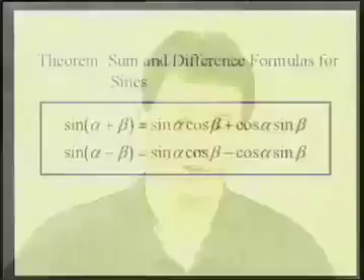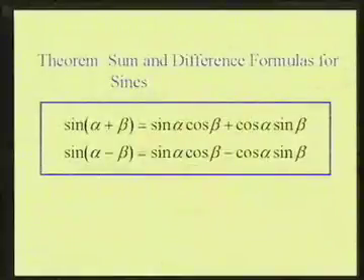We're now going to introduce you to the sum and difference formulas for sines. We use these formulas also to find the exact values of the sine function for certain angles. So we have that the sine of alpha plus beta is the sine of alpha times the cosine of beta plus the cosine of alpha times the sine of beta. We have the sine of alpha minus beta is the sine of alpha times the cosine of beta minus the cosine of alpha times the sine of beta.